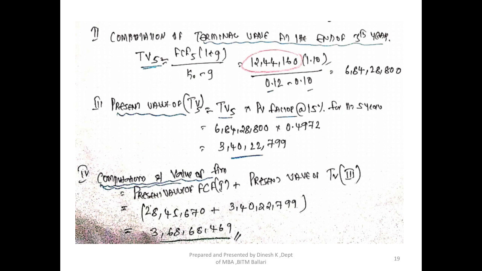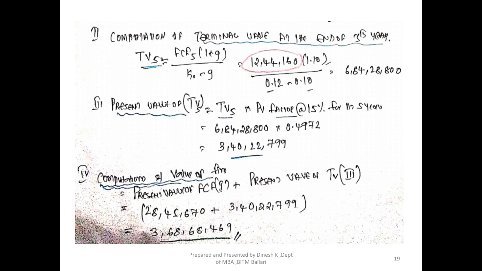The third component we need to calculate is the present value of the terminal value at the end of the fifth year. So I will take the terminal value of the fifth year multiplied by the present value factor, that is 15% for 5 years. So I will get the present value of the terminal value here. Okay, that comes to 3 crores 40 lakhs 22,799.